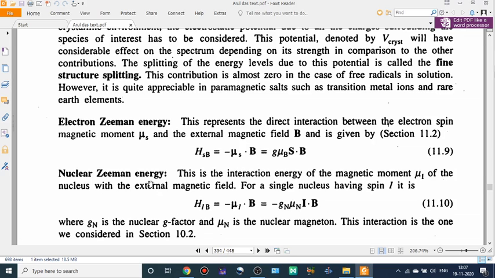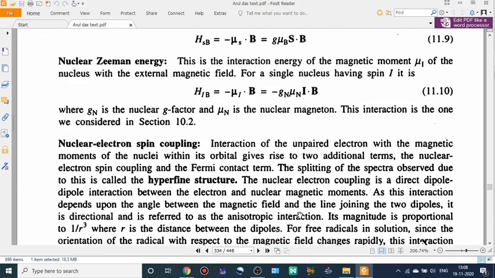And again the nuclear Zeeman energy, that is the interaction between the magnetic moment of the nucleus and the external magnetic field. That is denoted by I, and Gn is the nuclear G factor, and mu n is the nuclear magneton. And the next energy, a very important one, is nuclear electron spin coupling. Here we will get hyperfine interaction, that is hyperfine structure.